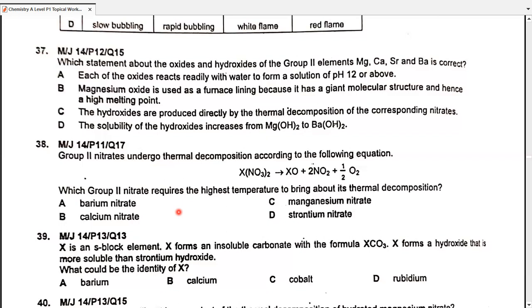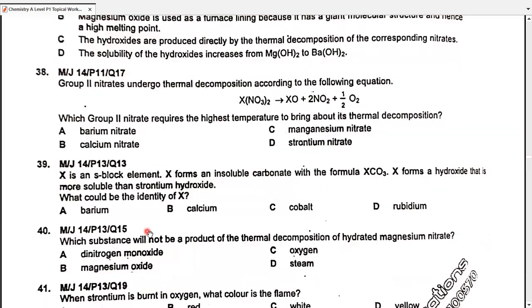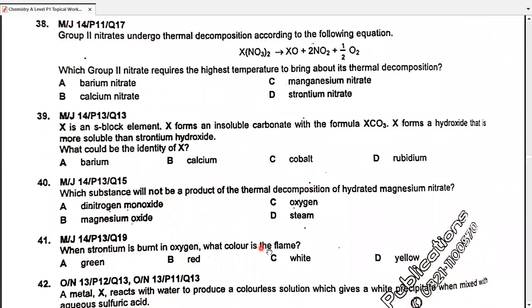Good. Sulfate is being discussed. Okay. 38. Group 2 nitrates undergo thermal decomposition according to the following equation. Yes, too easy. 39. Again, too easy. 39 is very easy. Since we are talking about repetitions, they're becoming easier and easier. Let's go with 40.